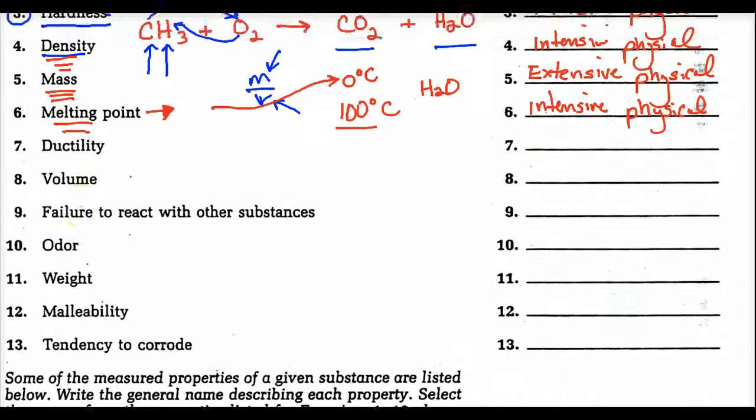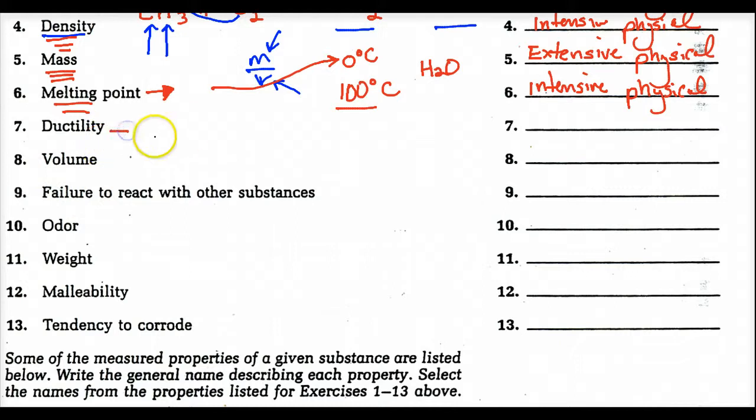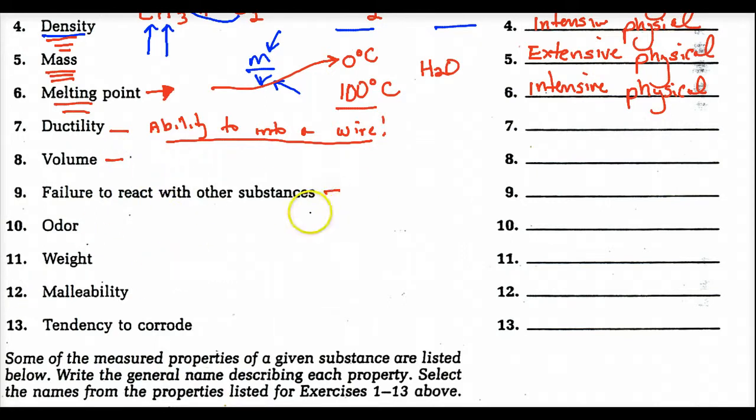Okay, ductility is a measure of how well some metals can be pulled into wires. So it's the ability to be drawn into a wire. Not all metals can be made into a wire, so think about that for ductility. Volume is how much space something takes. Failure to react with other substances, what kind of property would that be? Odor, something smelling, is that a chemical or physical? Maybe some of these could be both. How about weight? Very similar to mass.